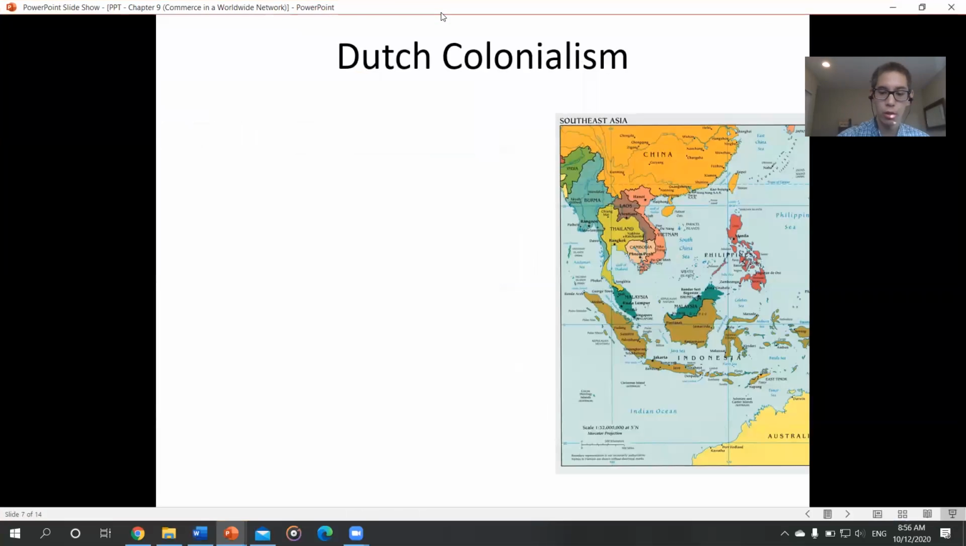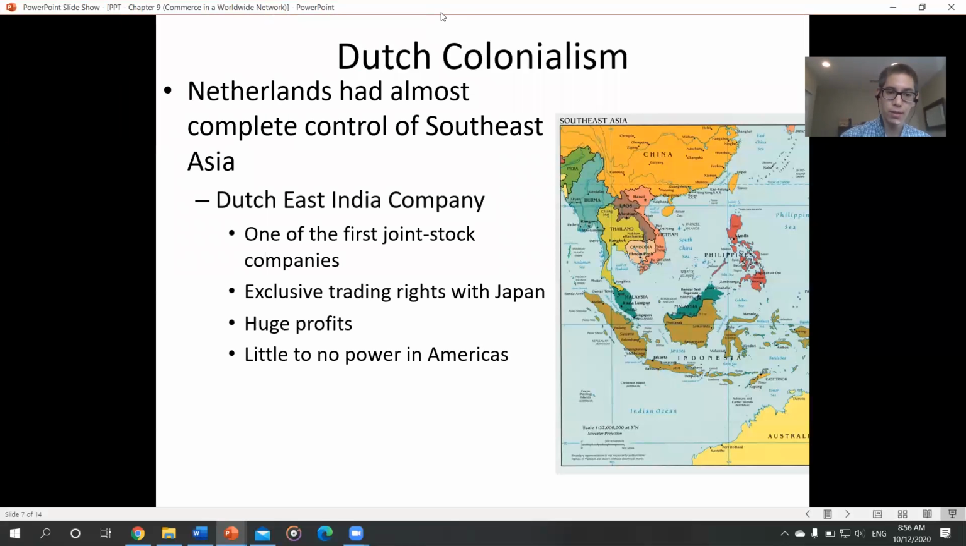And then finally, Dutch colonialism. Dutch is the Netherlands. The Dutch were not in the Americas because the Americas had already been kind of split up by the Europeans. The Native Americans obviously didn't have much of a say there. The Dutch instead went to Southeast Asia. So you can see here kind of Thailand, Vietnam, Laos, Malaysia, Indonesia, that part of the world. And the Dutch did it quite differently.